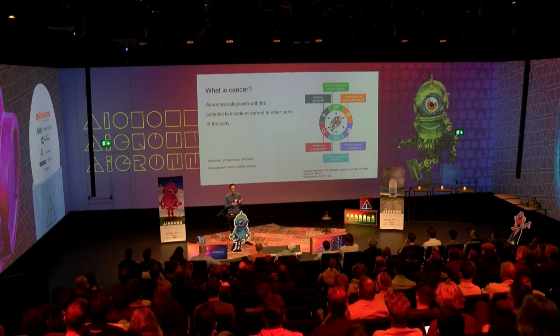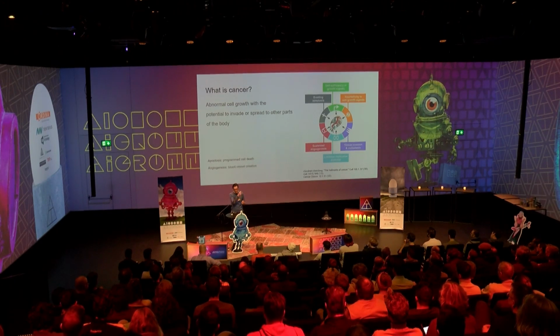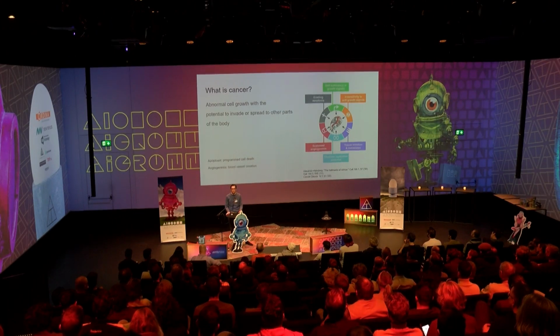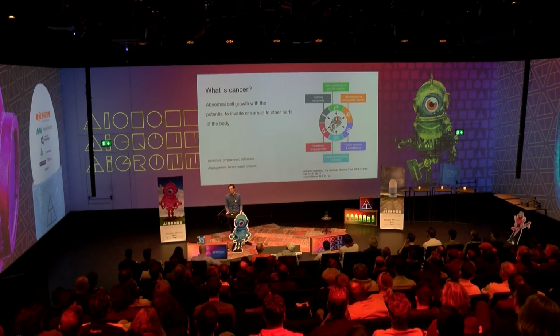Each cell has its own countdown clock. Every time the cell is renewed, the countdown decreases, and cancer cells have figured out a way to reset the clock. Then there are invasion and spreading, which is already in the Wikipedia definition. And then growth signals are also important.